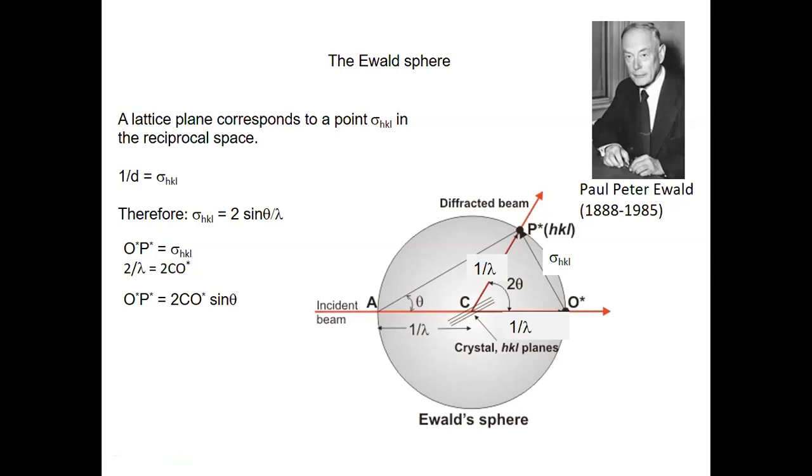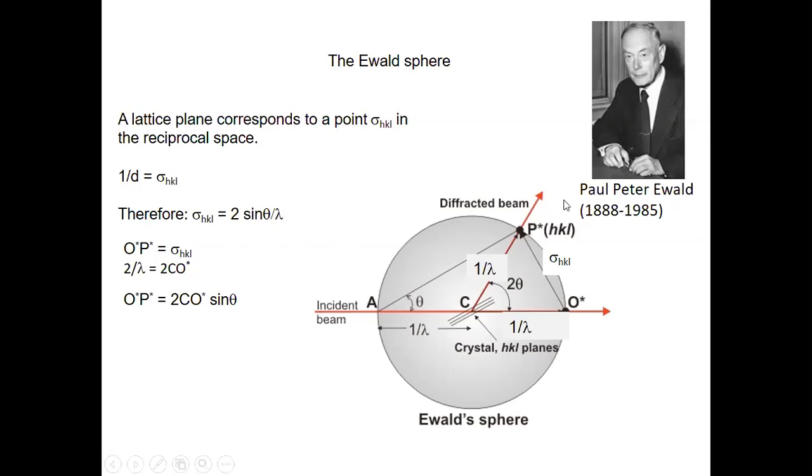Okay, so remember our Bragg reflection condition, which said that n times lambda is 2d times sine theta. So if we define 1 over d to be sigma HKL, then we can rewrite the Bragg reflection condition the following way. Now sigma HKL will be equal to 2 times sine theta over lambda. Okay. So now we can interpret this form of the reflection condition geometrically using the Ewald sphere.